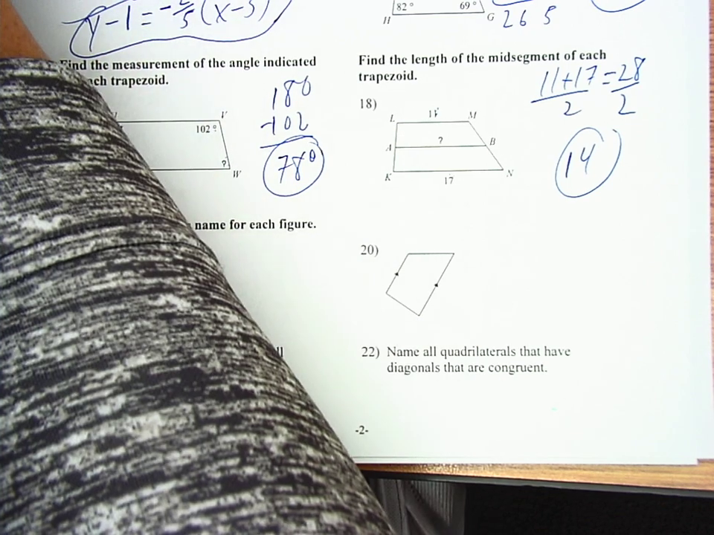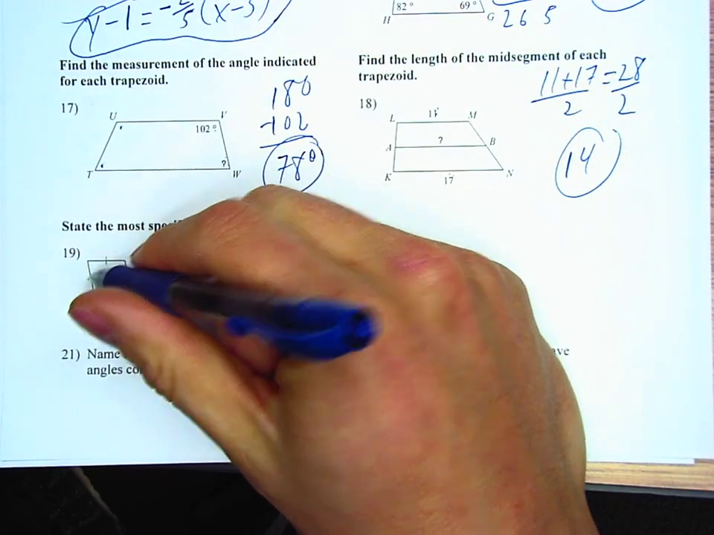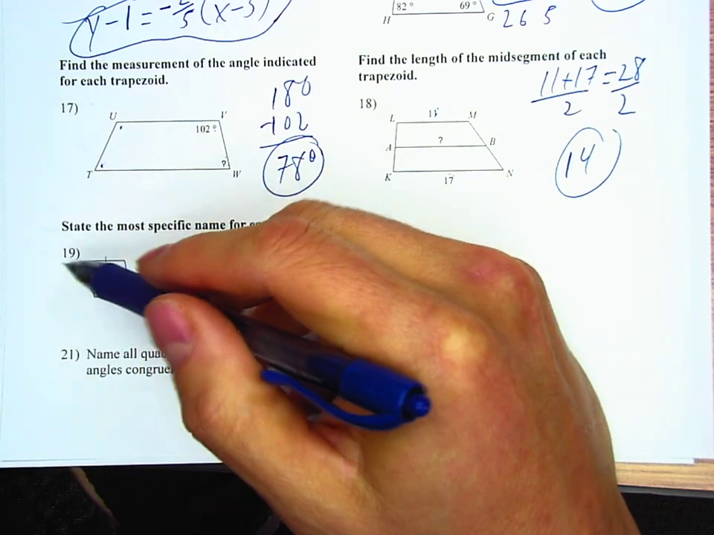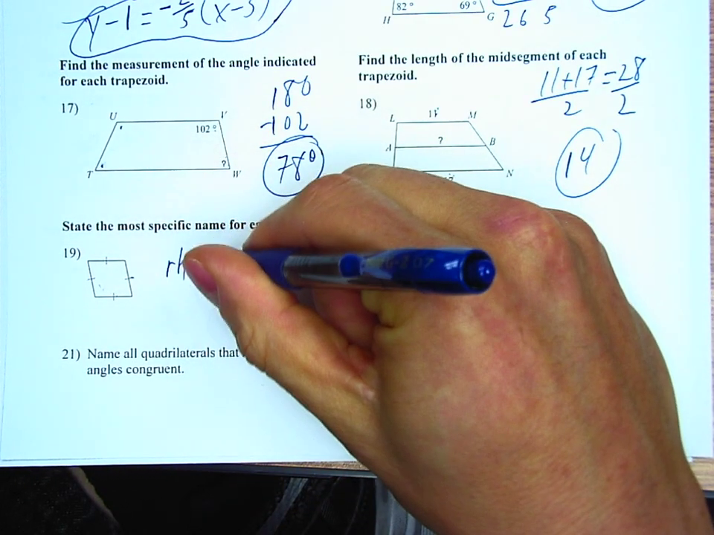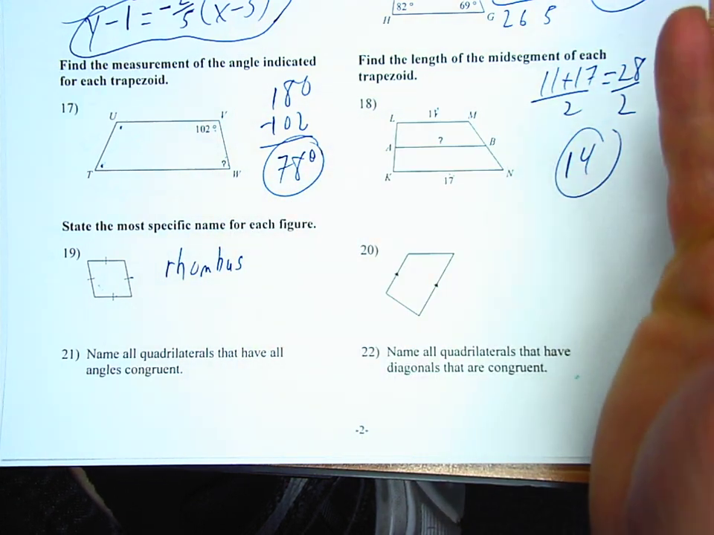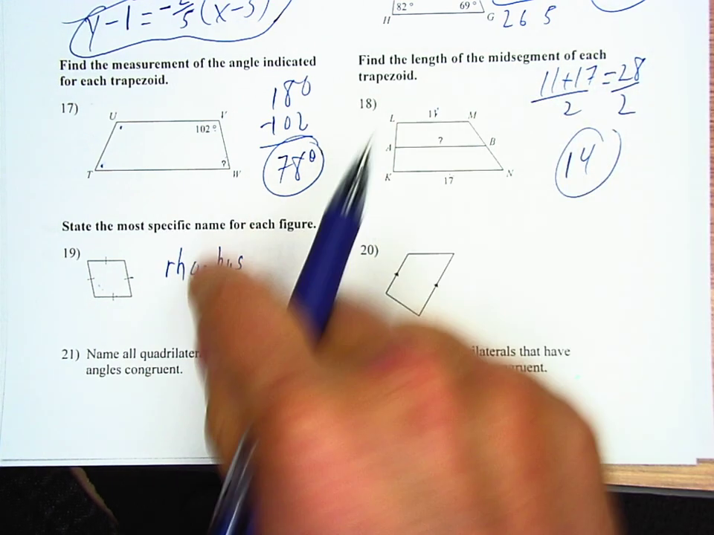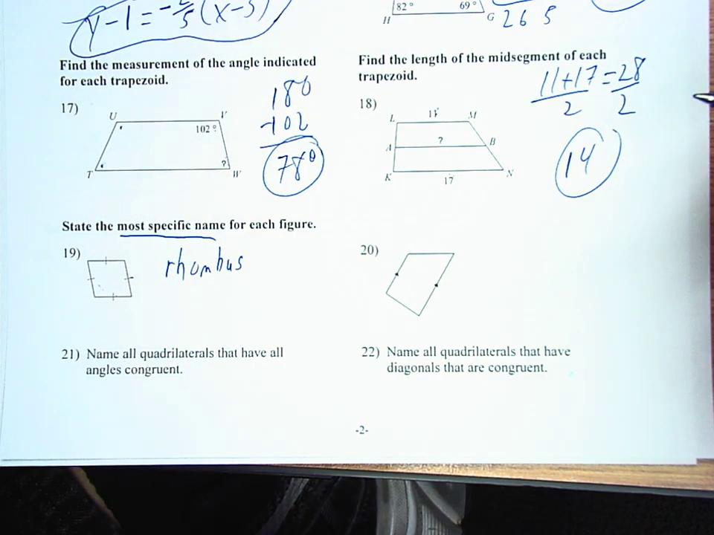All right, the most specific name for each figure. So these ones can be kind of difficult. So I have all of the sides congruent. When all the sides are congruent, we call that either a rhombus or a square. So in this case, because all the sides are congruent and the angles are not 90, we're going to call this a rhombus. It is also a parallelogram and a quadrilateral, but rhombus is the most specific name, the name that applies most specifically to this.